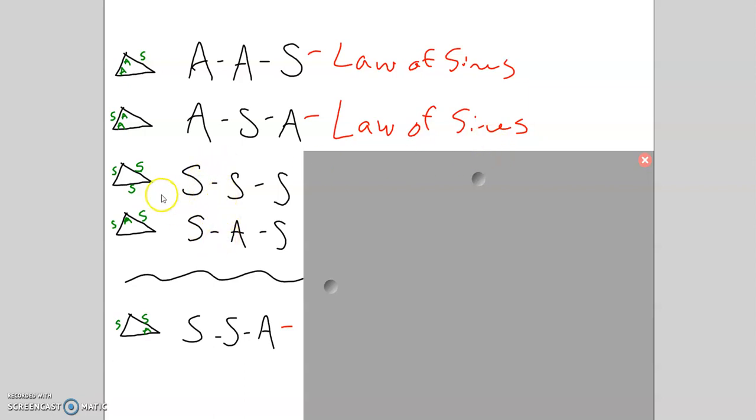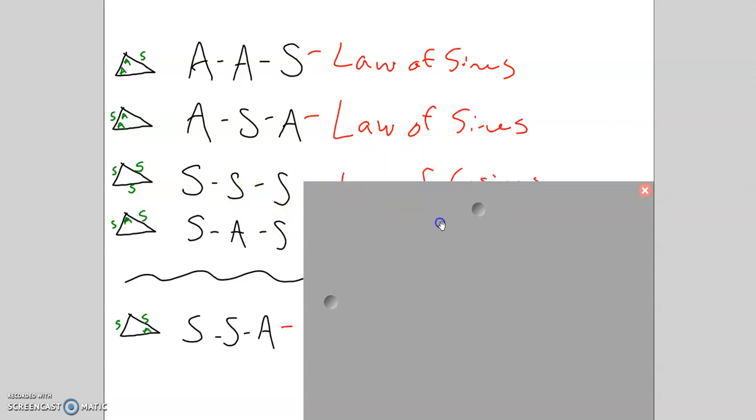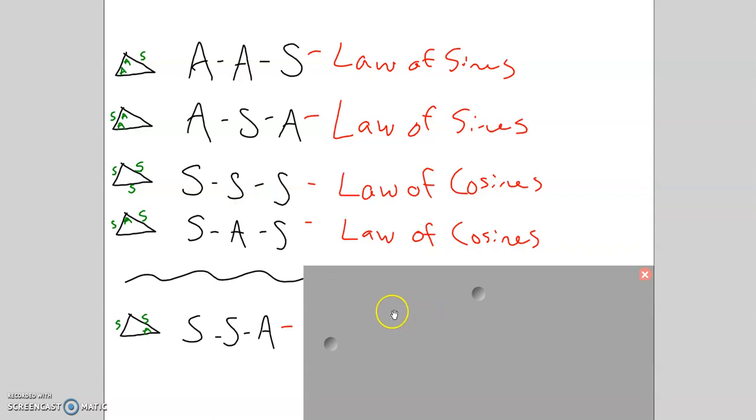In these two new cases, if you know side, side, side, or side, angle, side, so if the angle's in between the two sides, the law of sines can't find any missing parts, so we need a new formula, and that formula is going to be called the law of cosines.